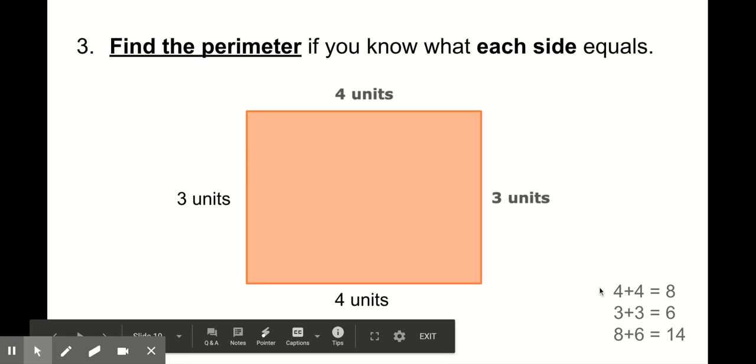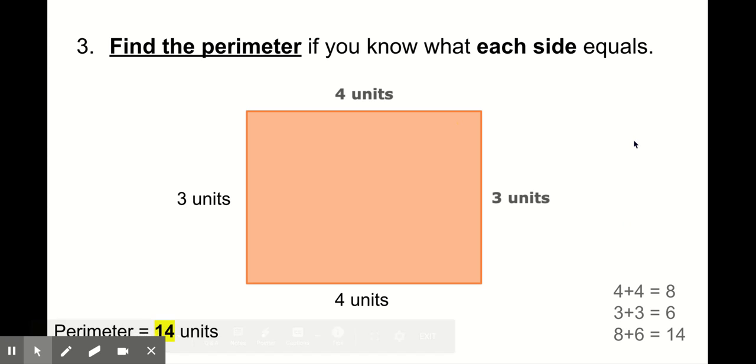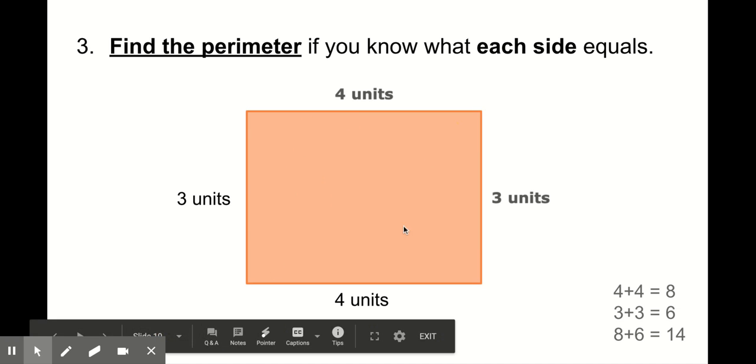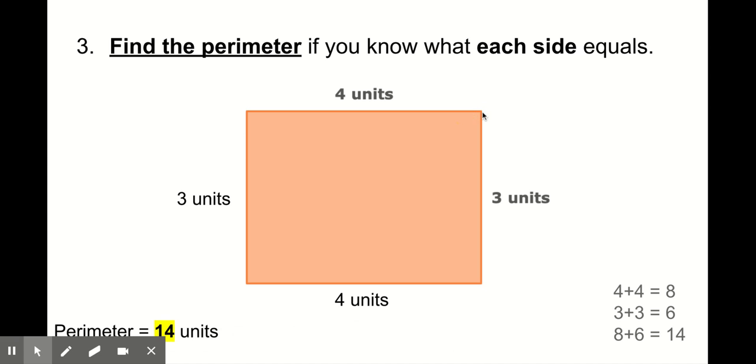4 plus 4 equals 8, 3 plus 3 equals 6, and 8 plus 6 is equal to 14. So the perimeter of this peach rectangle is 14 units. Notice how this is different from the area because we're not finding what's inside, we're finding the total distance around. So remember, perimeter around, area inside.